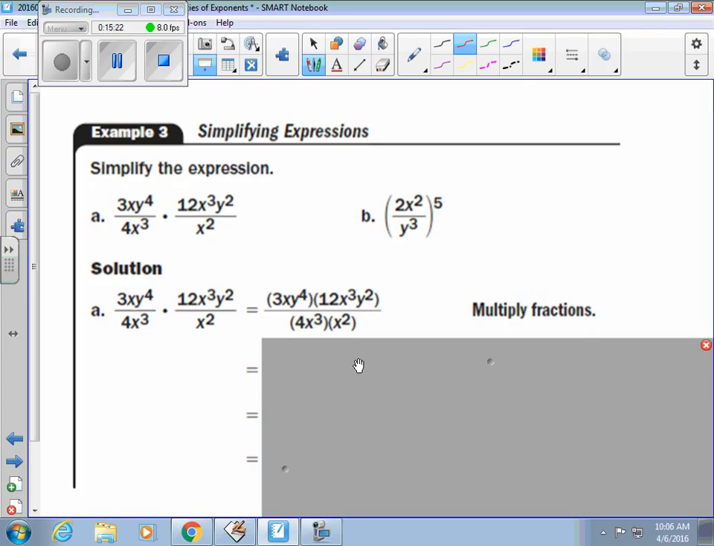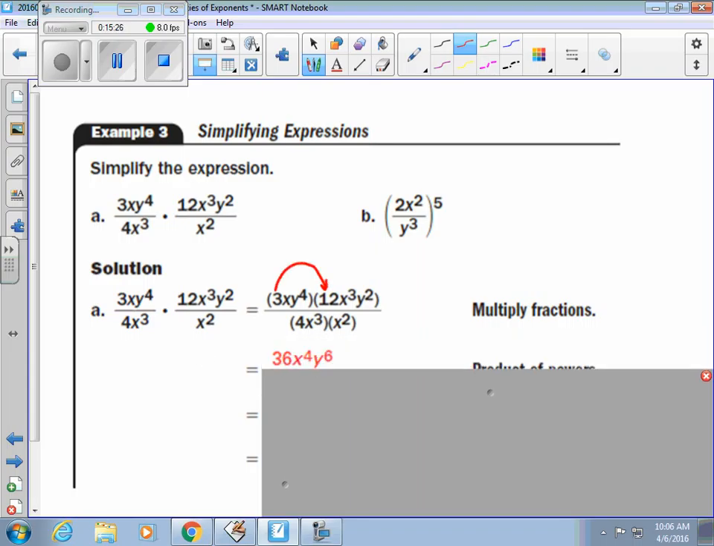Multiply your coefficients. 3 times 12, and you get 36. Then multiply your same bases. You have x, and you have x to the third. So you add 1 plus 3 in that case. If you have to rewrite it, 1 plus 3, make it where you don't make a mistake. And you have y to the fourth and y squared. You add 4 plus 2 in that case to get y to the 6. That's why we get 36, x to the fourth, y to the 6. On the bottom, 4 is the only coefficient, so it's going to be 4.